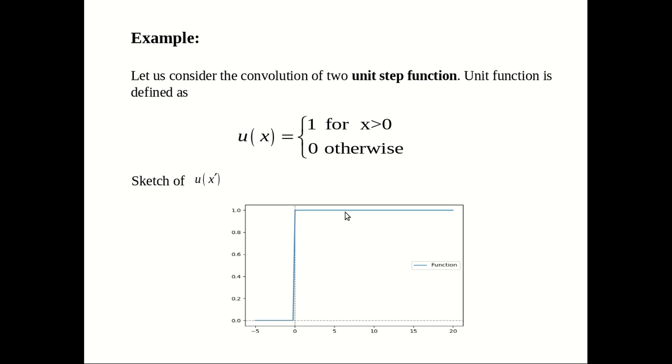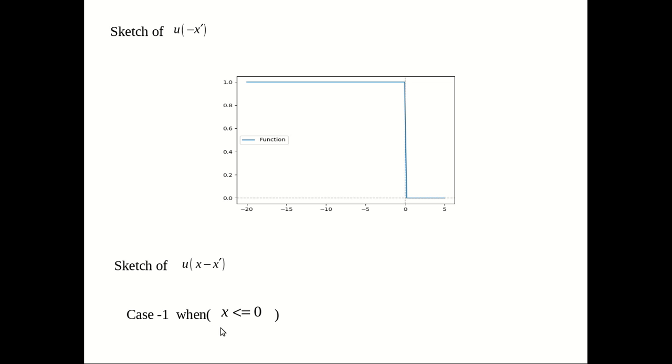Let us first consider the convolution of two unit step functions. The unit step function is defined as u(x) equals 1 for x greater than 0, otherwise it takes the value 0. Now this is the graph of u(x'), and it is clear that for x' greater than 0 it assumes value 1, otherwise it takes 0 value. Now this is the sketch of u(minus x'). For x less than 0 it assumes value 1, otherwise it takes 0 value.